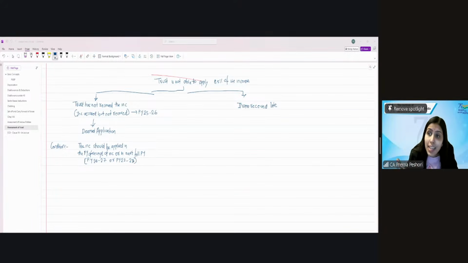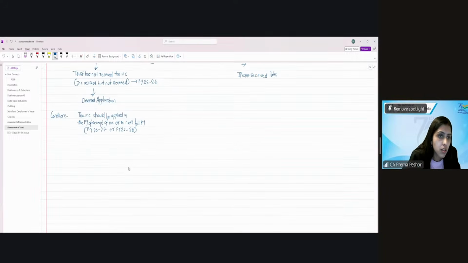However, if the amount is claimed as deemed application but has not been so applied either in the next year in which you have received or in the subsequent previous year, then in that particular case, it will be considered as deemed income of previous year 27-28. Clear? Is this clear? Clear. Okay.